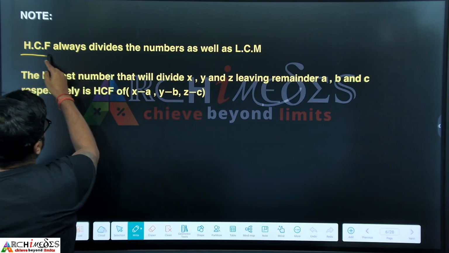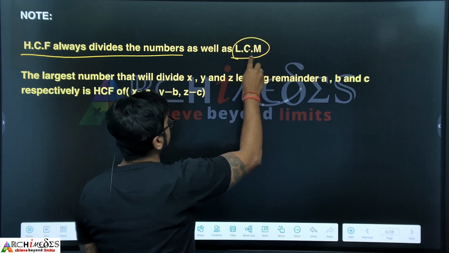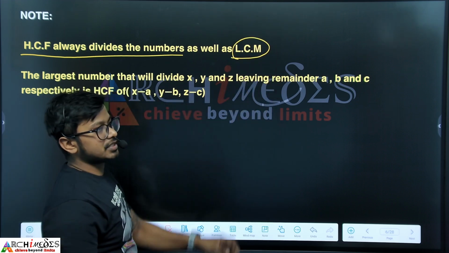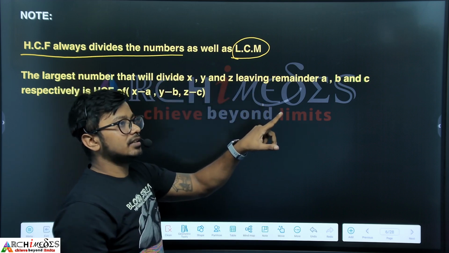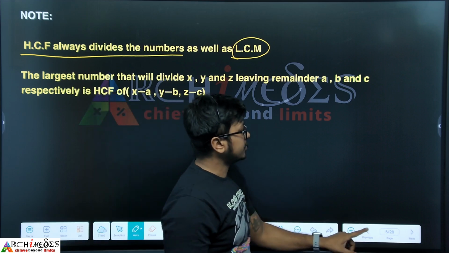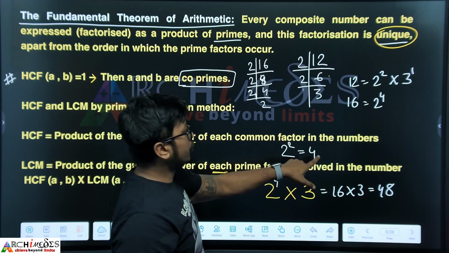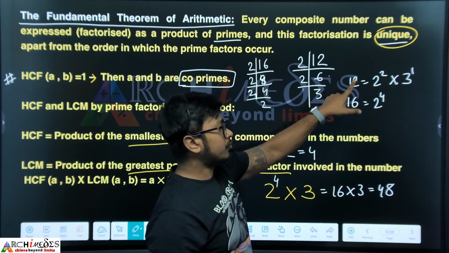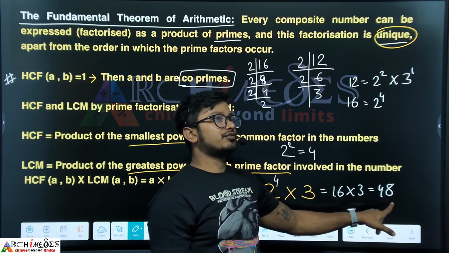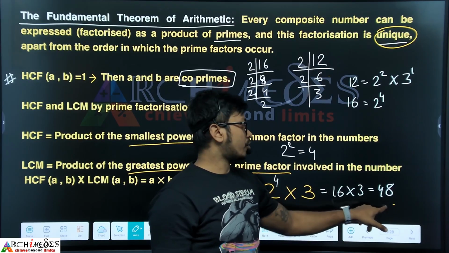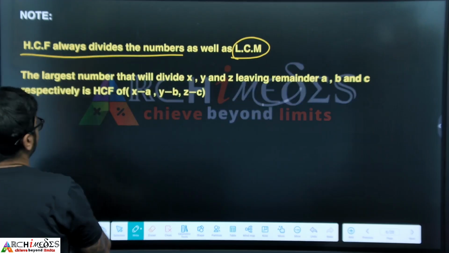Now the note. Remember that HCF always divides the numbers as well as the LCM, because one MCQ question comes from this concept. For example, you will see here, what is the HCF here, dear? 4 divides 12 also, 4 divides 16 also, the numbers, as well as 4 divides the LCM, 48, also. Very important. It must divide. Remember that. Clear? So next, look over this one.